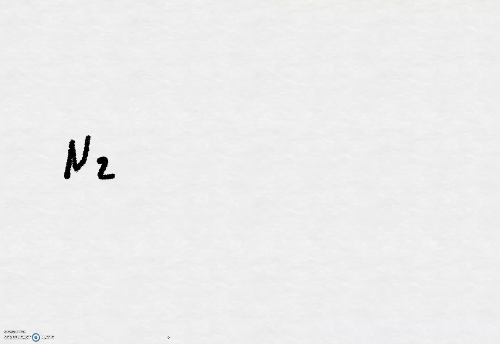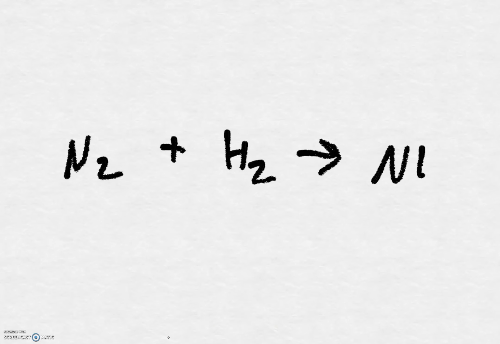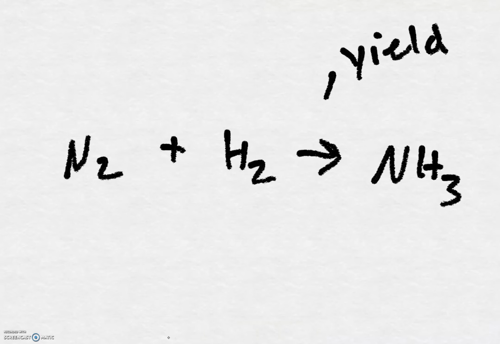To start, let's take a simple reaction between nitrogen gas and hydrogen gas to form ammonia. To balance the equation, we have to have the same number of each element on both sides of the equation, which is separated by an arrow which means yield or to yield.